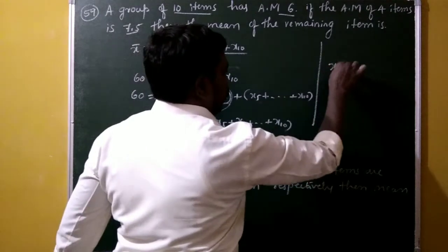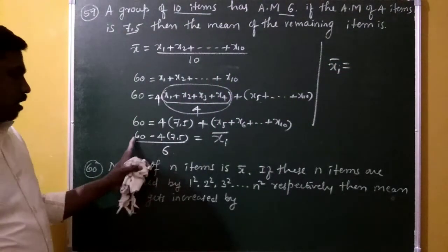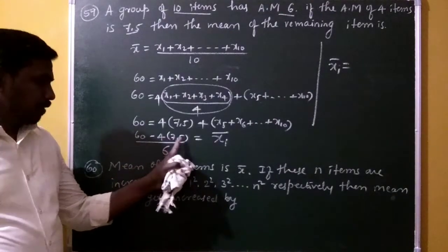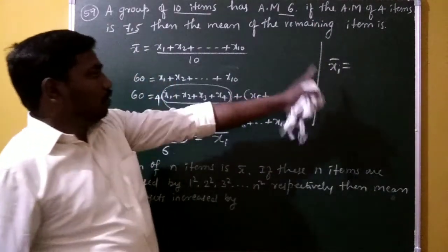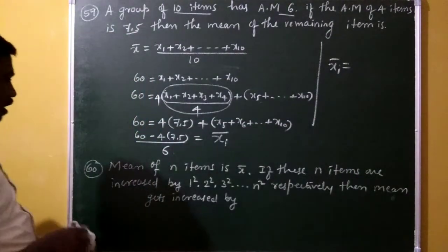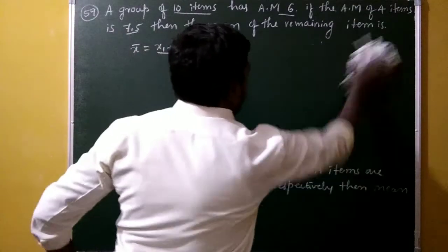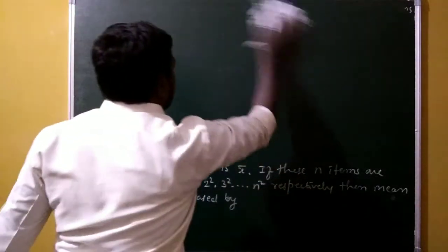ಇದನ್ನ ಕ್ಯಾಲ್ಕುಲೇಟ್ ಮಾಡ್ಕೊಳ್ಳಿ. xi ಬಾರ್ ಇಸ್ ಈಕ್ವಲ್ ಟು ರೈಟ್ ಸೊ 60 minus 4 into 7.5 divided by 6 ಏನ್ ಬರುತ್ತೆ ಆನ್ಸರ್? ದಟ್ ಈಸ್ ದ ಮೀನ್ ಆಫ್ ರಿಮೈನಿಂಗ್ 6 ಐಟಮ್ಸ್. ಓಕೆ. ಸೊ ಇನ್ ಲಾಸ್ಟ್ ಕ್ವಶನ್ ಇದೆ ನೋಡಿ. ಸೊ ಲೆವೆಲ್ 2 ನಲ್ಲಿ ಲಾಸ್ಟ್ ಕ್ವಶನ್. ಇದನ್ನ ಎಷ್ಟು ಬರುತ್ತೆ ಫೈನಲ್ ಆನ್ಸರ್ ನೋಡ್ಬೇಕು. ಕ್ವಶನ್ ನಂಬರ್ 59 ಗೆ ಸಾಲ್ವ್ ಮಾಡ್ಕೋಬೇಕು.